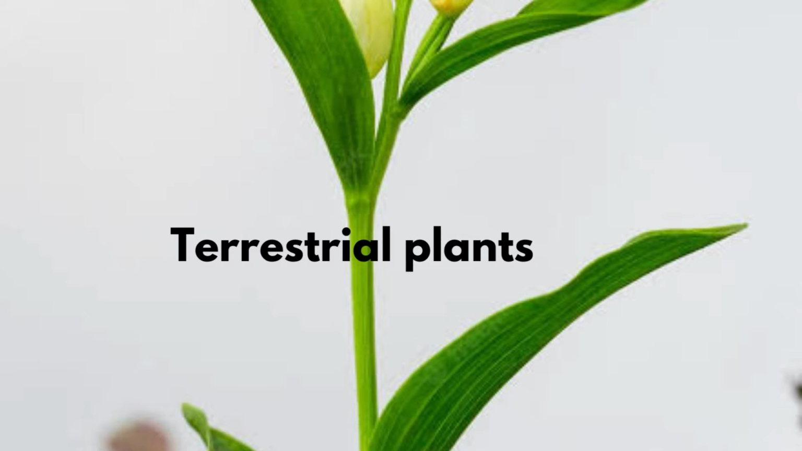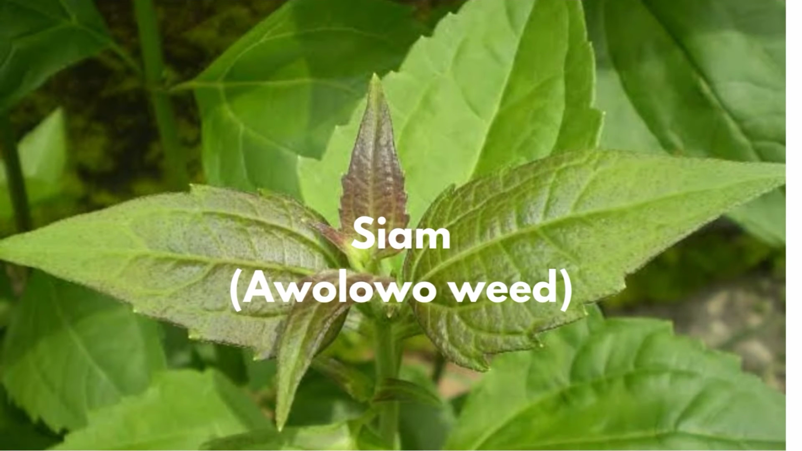The second group of plants we're going to be studying in this video is terrestrial plants. Of course, in types of habitats, we have different habitats like aquatic habitat, terrestrial habitat, desert, etc. Terrestrial plants are common land plants. From habitat knowledge, we know that terrestrial means land. So plants that live and survive on land are called terrestrial plants. Most plants we know or come across are terrestrial plants. An example is Awolowo weed, or Siam weed.